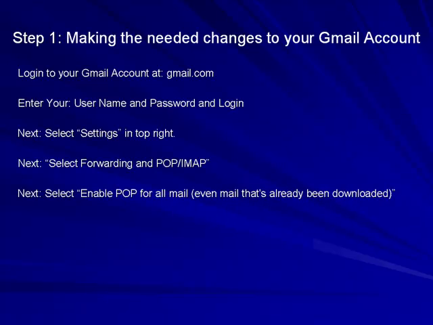After which, you will see an option to select Enable POP for all mail, even mail that's already been downloaded. Go ahead and select that one. Next, click Save Changes, and you're all done with the changes to your Gmail account.